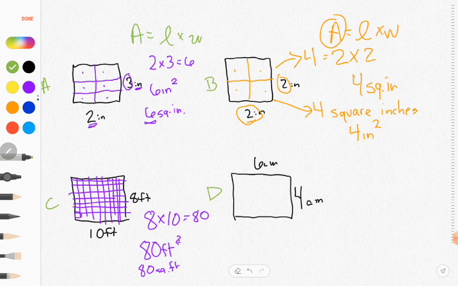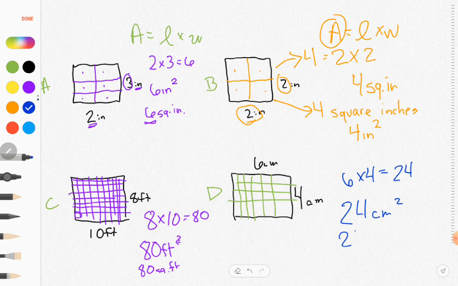If we go over to D, this one will be a little easier to count if we want to. 1, 2, 3, 4, and then 1, 2, 3. We could count all those up, and you would find out that it is the same as 6 times 4, which equals 24. Here we have centimeters, so it'll be 24 centimeters squared, or 24 square centimeters. Those are both acceptable ways to write your answer.